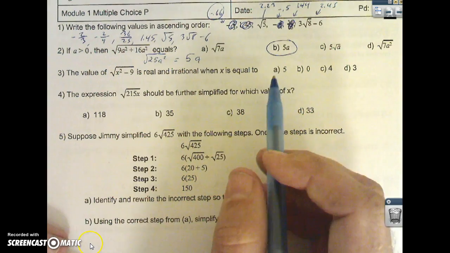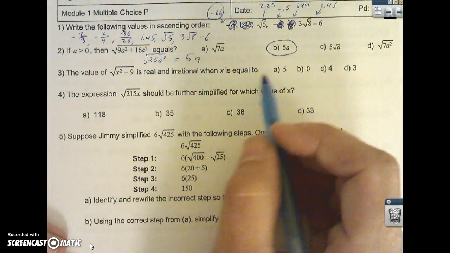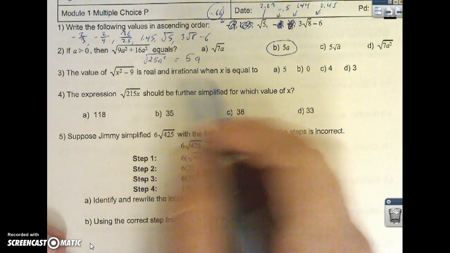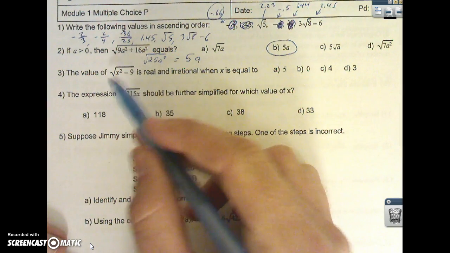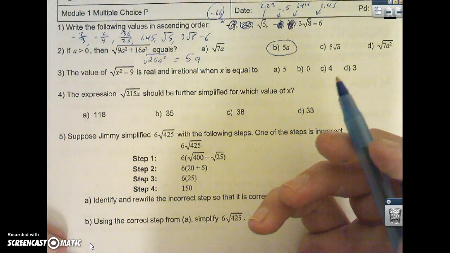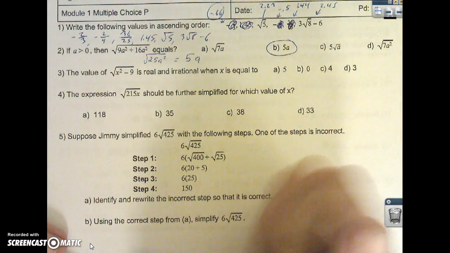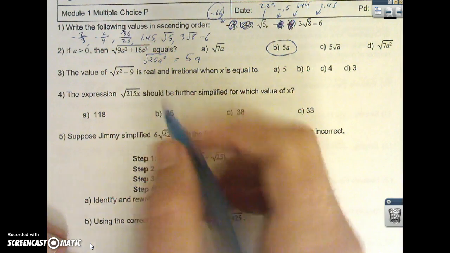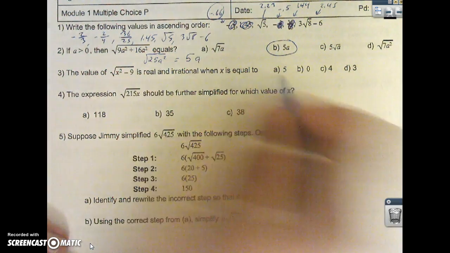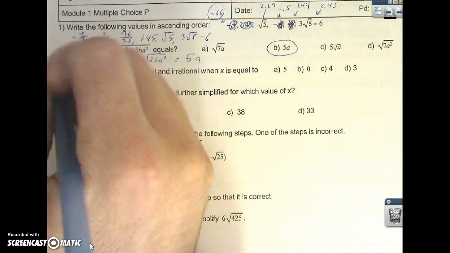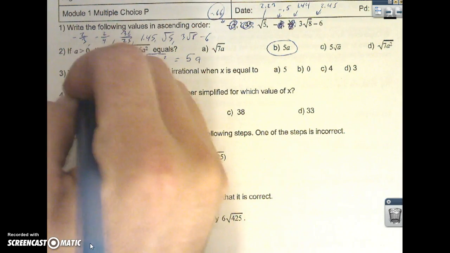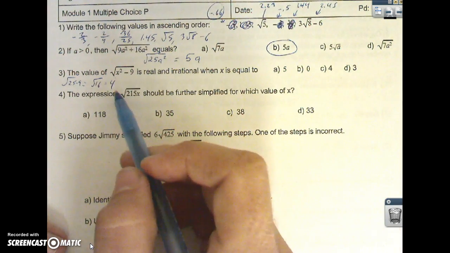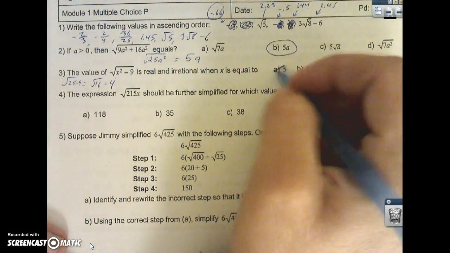Alright? Number 3, the value of the square root of x squared minus 9 is real and irrational when x is equal to. So what we're looking at here is, if we can plug this in, real means that it exists. Okay, that means that for the square root, you can't have a negative underneath there. So we're basically looking for something that's positive. Okay, and also irrational means something that is not a perfect square. So let's try this out. If I plug a 5 in here, 5 squared gives me 25 minus 9 is 16. The square root of 16 is 4. 4 is rational, so this does not work.